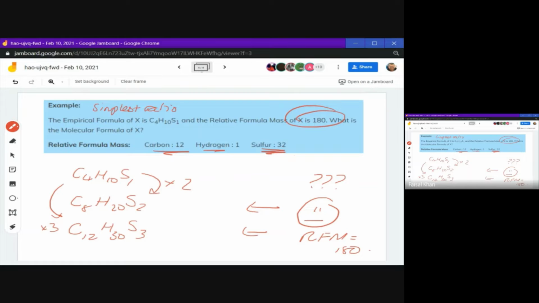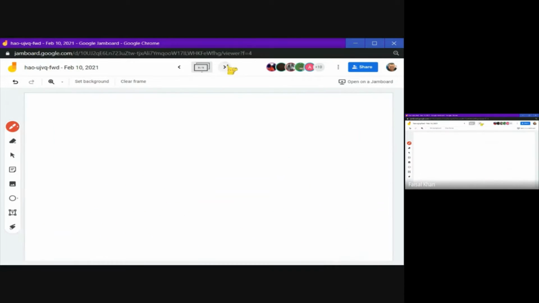Right, so we've got a situation. What we could do is think, what's the mass of that? What's the mass of that? Let's just keep going until we get to one which is 180. That would seem like a straightforward way of figuring it out, and then we've got the molecular formula of X. The problem is that this can go on and on forever. So what we could do is take a slightly more calculated approach. Move on to the next slide.